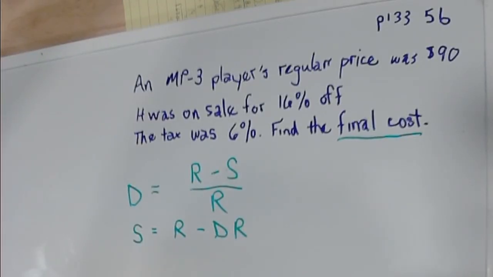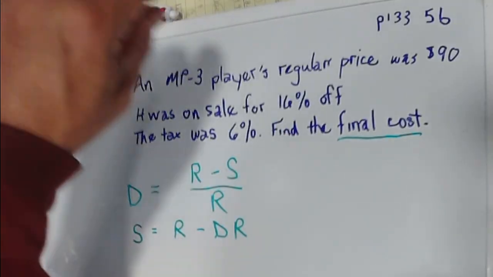Okay, Rhett, this is a problem from page 133, and it's 5B. The problem is: an MP3 player's regular price was $90. It was on sale for 16% off. The tax was 6%. Find the final cost. Okay, so let's do that.